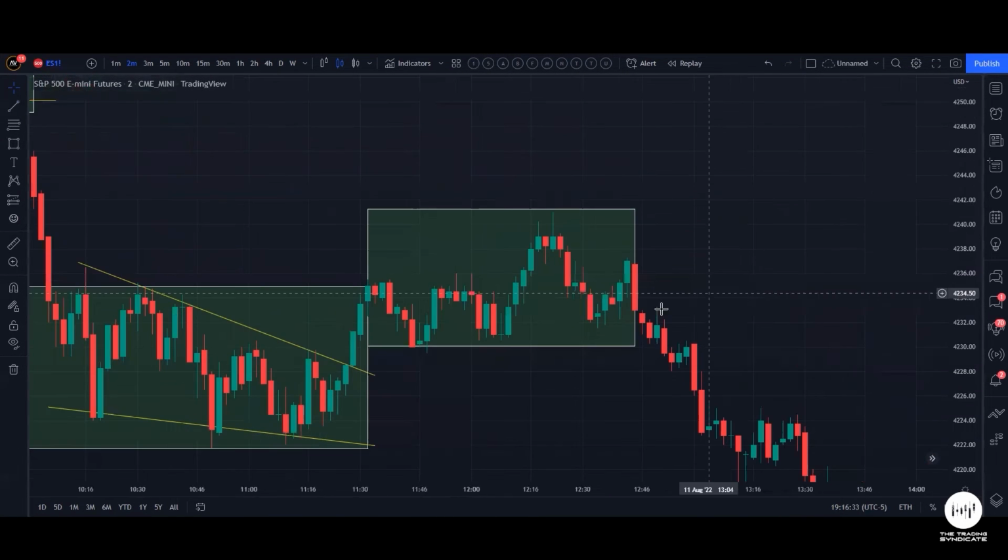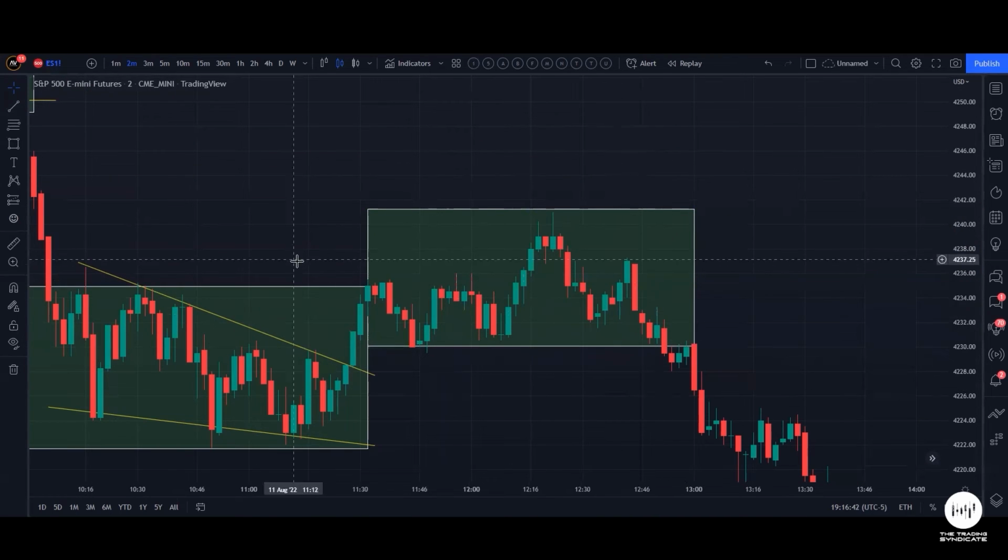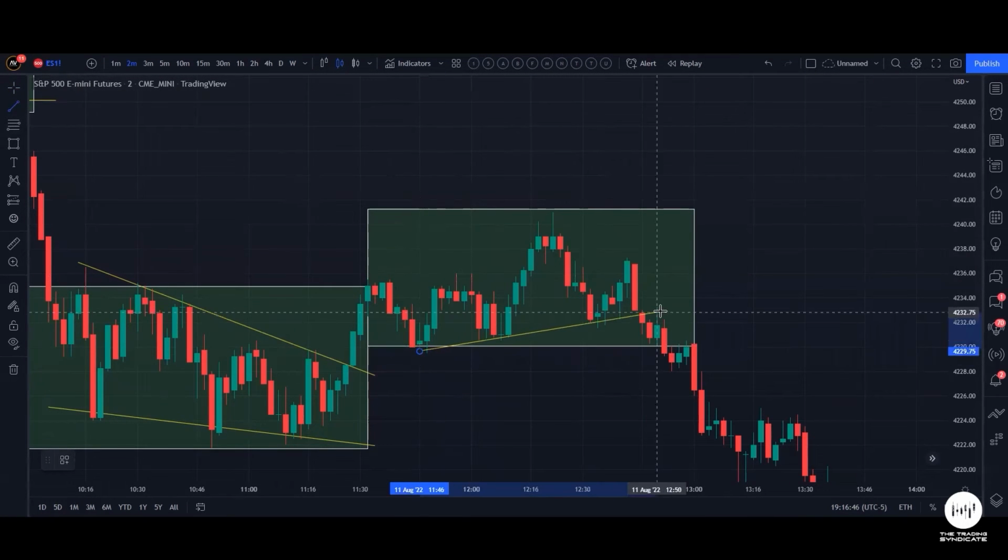Now, if we look at this pattern over here, now this pattern is actually a very strong reversal to the downside pattern, and it's called a head and shoulders. Notice if I go ahead and draw the neckline right here, we'll see that we have a shoulder, an arch that creates kind of like the head, and then another shoulder before it ends up breaking through and breaking down.